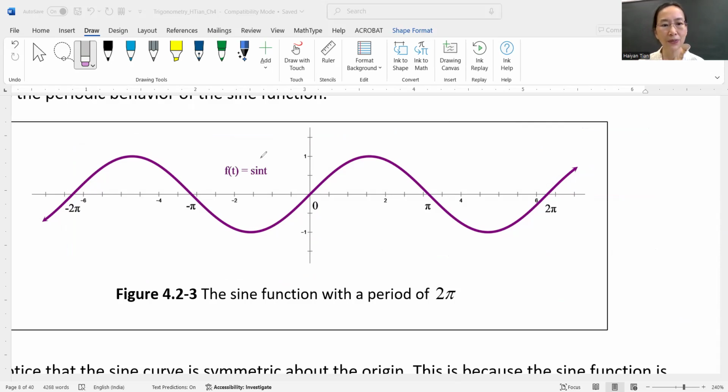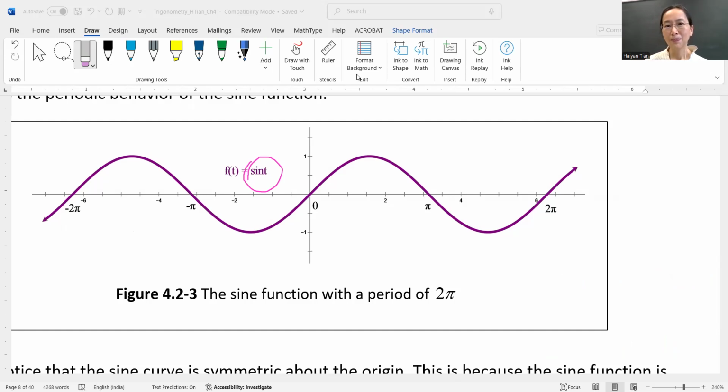But the function value is at most 1, at least negative 1. So we notice that this sine function has the minimum value, negative 1, and has a maximum value, positive 1. So that's the range of the function. So the range of the function is any value between negative 1 and 1. Yeah, so range, remember, range is all the possible values of this function. It can be any value between negative 1 and 1, including negative 1 and 1.